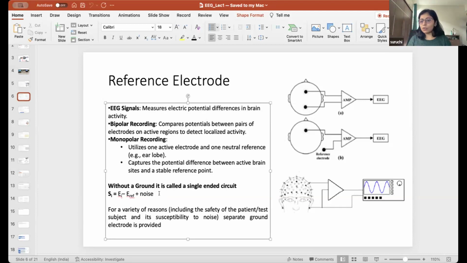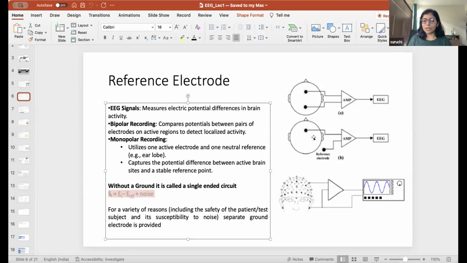So what happens if you don't have a ground? We also have a ground. Shilpi's thing didn't have a ground. When we don't have a ground, what you're measuring in terms of signal is basically the reading from any electrode i, anywhere in the brain, minus the signal from the reference electrode, and there'll be some noise that you're catching. This signal is then amplified and read. So you need to remember, when we are doing measurements, what is it that we are measuring?